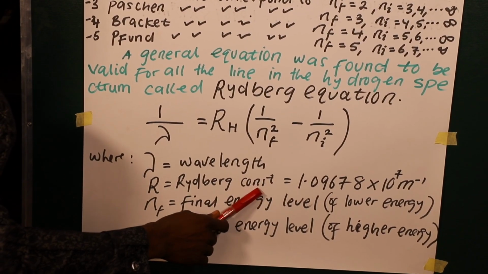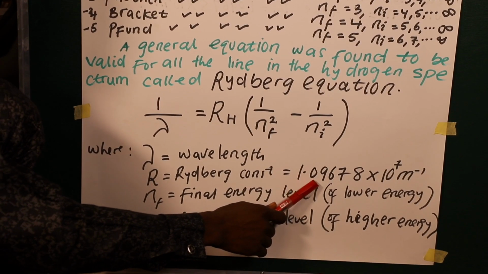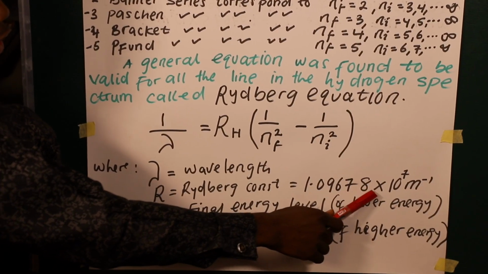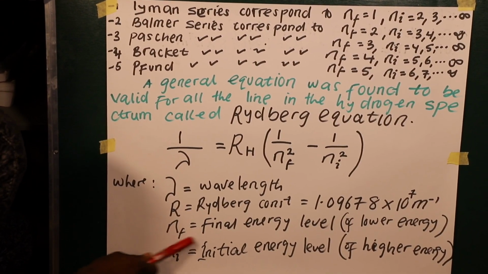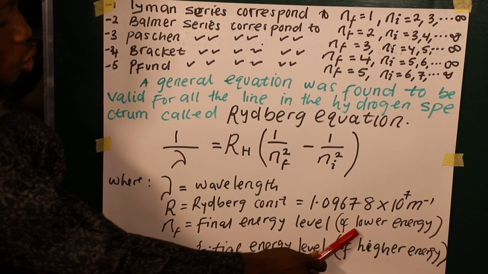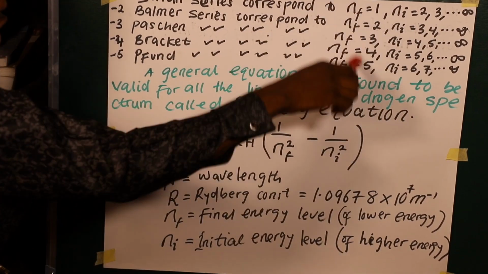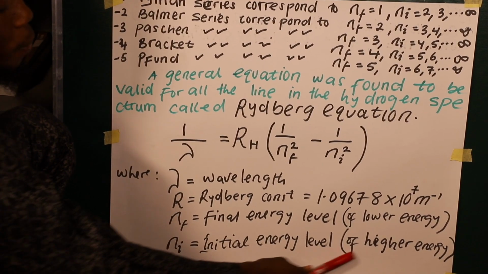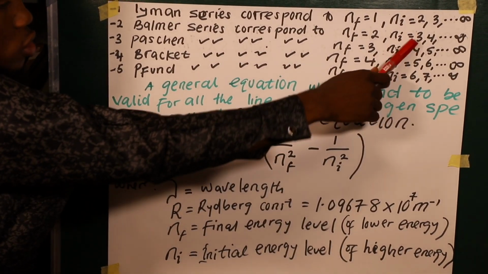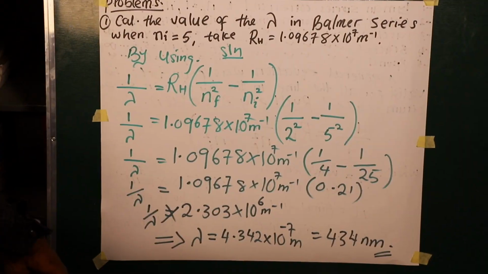Here R is the Rydberg constant, and it is given as 1.09678 times 10 to the power of 7 per meter. N final shows the final energy level, the lower energy, and n initial is the initial energy level of higher energy, the starting point of each electron.